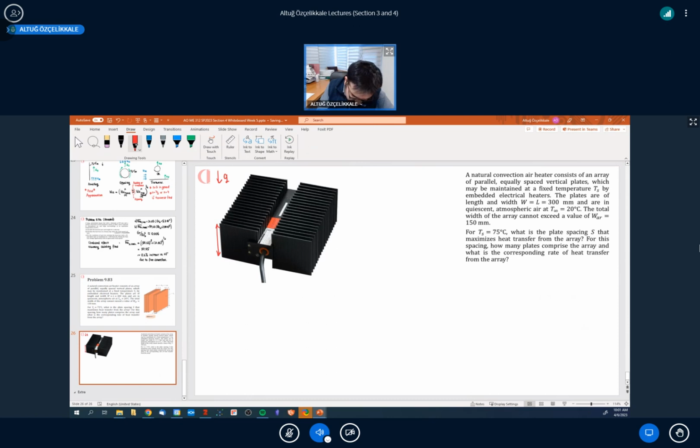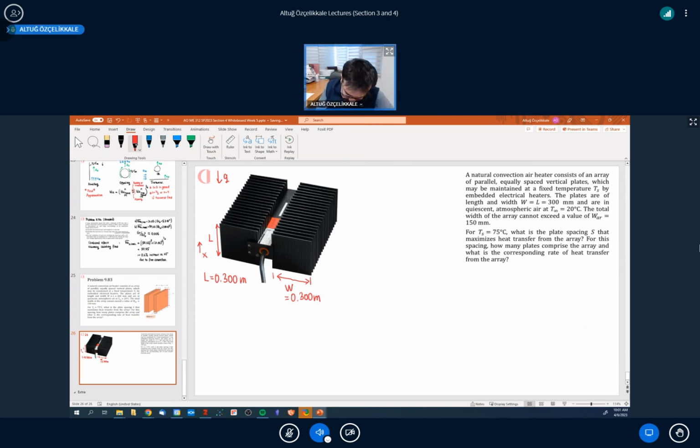For the plates nomenclature, remember, we would have this distance L. That's not the spacing, that's the height of the plate. And we are assuming x direction increasing in that direction. What is L? L is equal to 0.3 meters. And what is given in the question is this width, and the width is also equal to 0.3 meters.